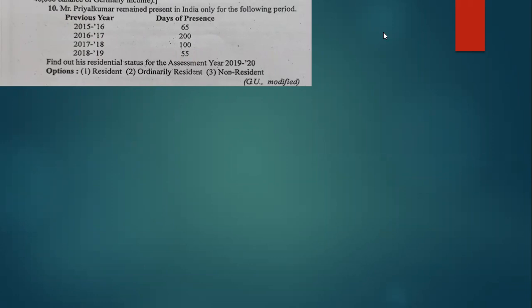Okay. And we have to find out his residential status for the assessment year 2019-20. Options are given, but whether the option is given or not, we have three options only. Either he can be resident, or he can be not ordinary resident, or he can be non-resident. There is no other option. Okay.